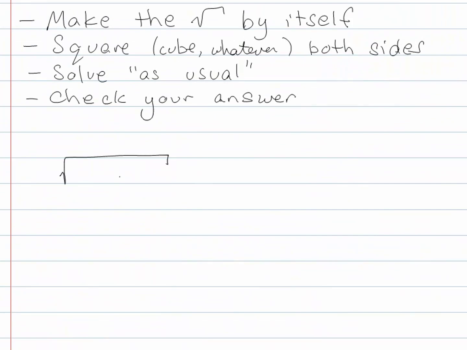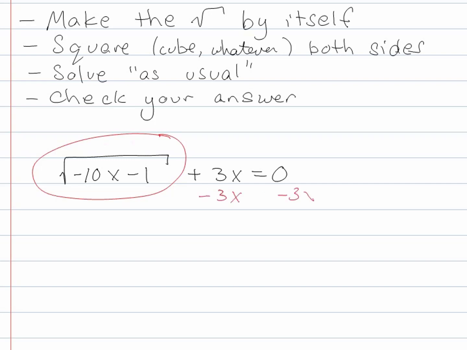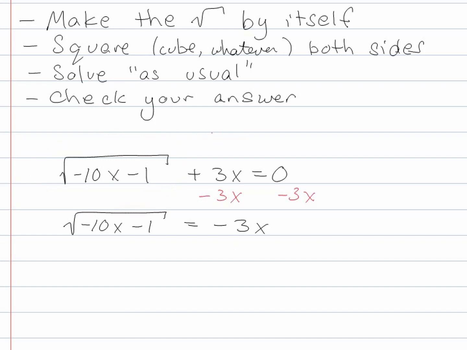Okay, so we've got the square root of negative 10x minus 1, plus 3x, equals 0. Looking at that, now we want to make sure the square root's by itself. So we want this guy to be alone. So we're going to subtract 3x and move it over. So the square root of negative 10x minus 1 equals negative 3x. Right? The next step is to square both sides.